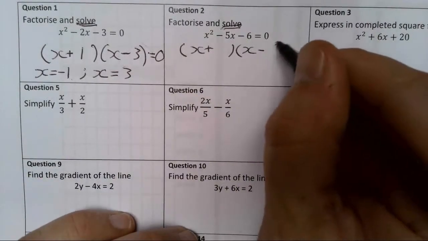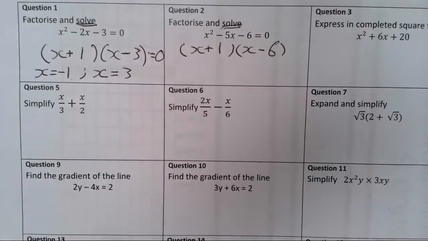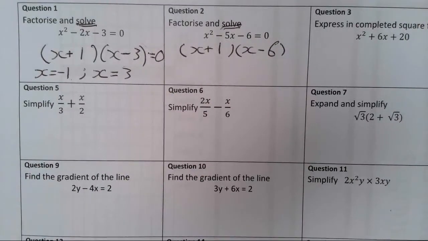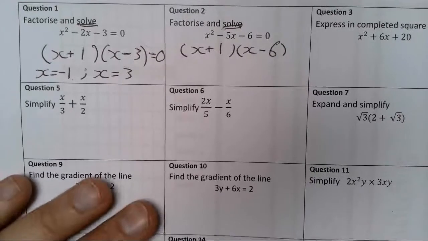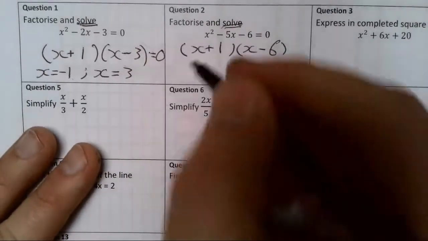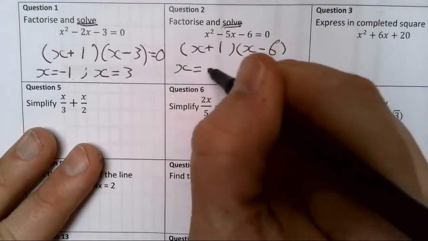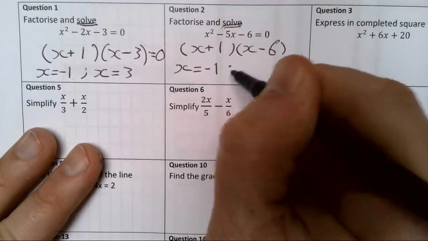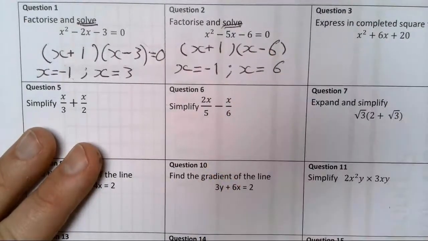So if I'm on minus 6 there and plus 1 here, that's going to make that work, because it's going to be minus 6x and then plus 1x, which gives me minus 5x. So the values of x that make that work are x equals minus 1 again, and x equals 6 this time.